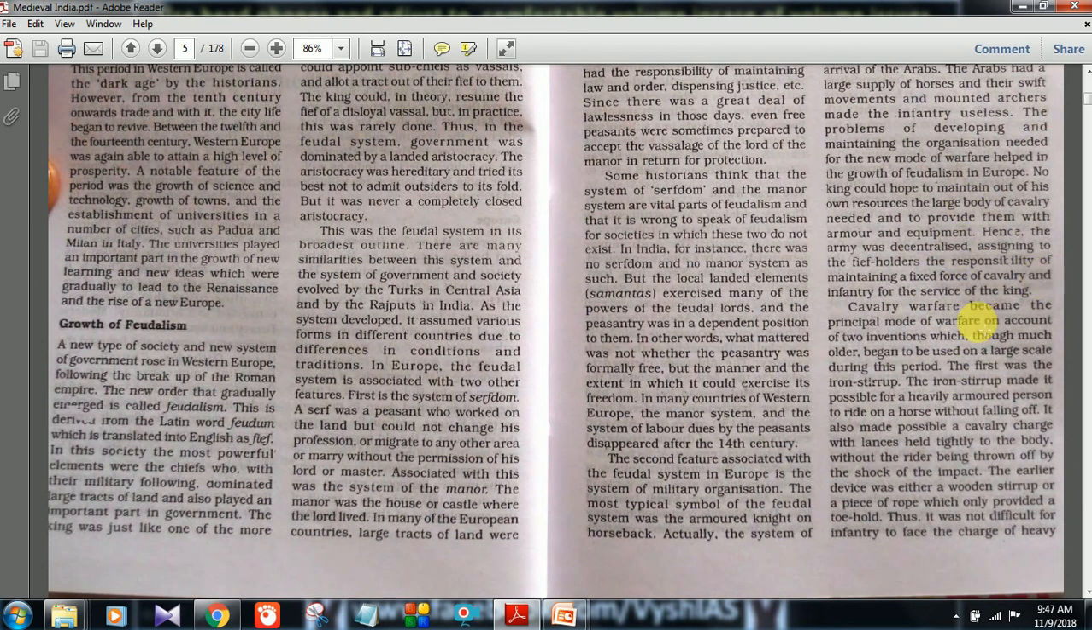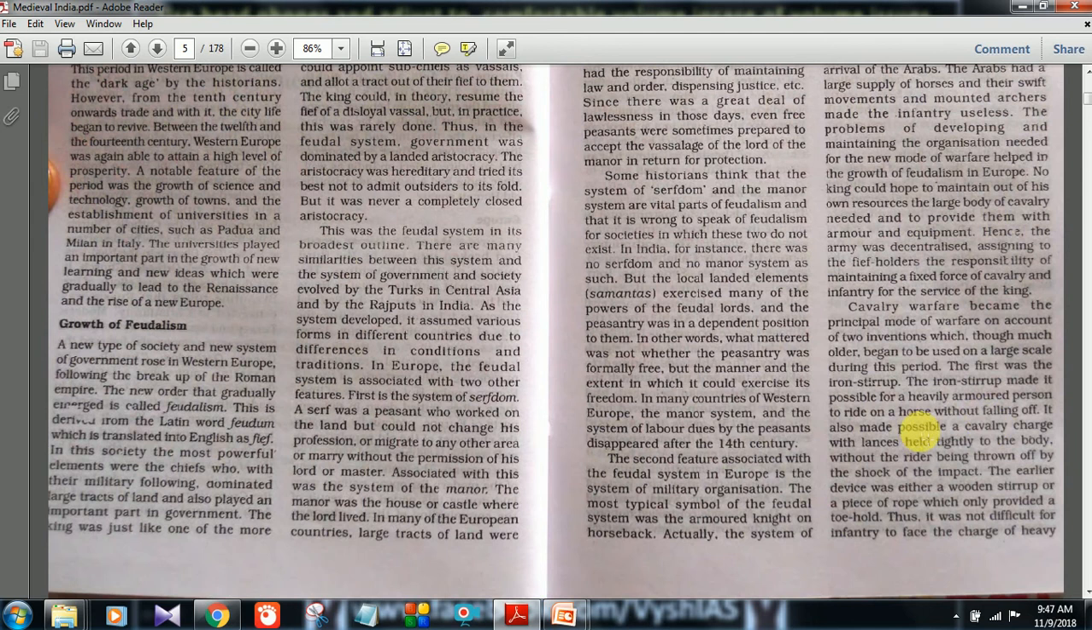Now, cavalry warfare became the principal mode of warfare on account of two inventions which, though much older, began to be used on a larger scale during this period. The first was the iron stirrup. Okay, the iron stirrup, when you sit on a horse and you have to support your feet, there will be a thing like the kind of thing where you place your feet. That is called this iron stirrup. Okay, the support. So the iron stirrup made it possible for a heavily armored person to ride on a horse without falling off. Okay, so it's just that place where the horse rider will keep his feet. Okay, which will hold him on that.